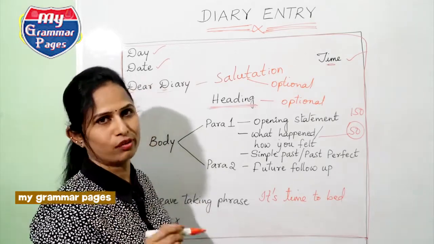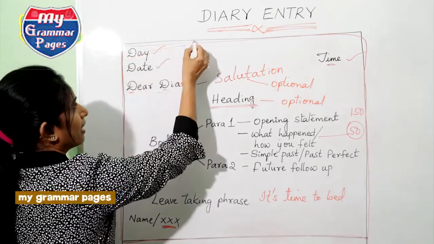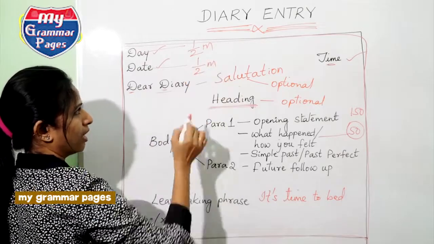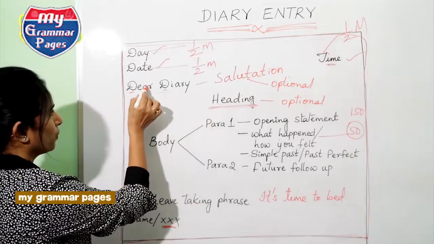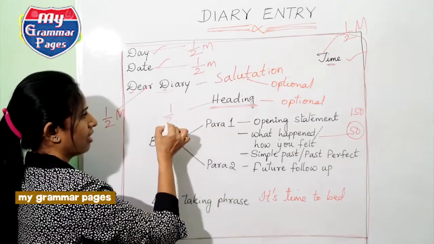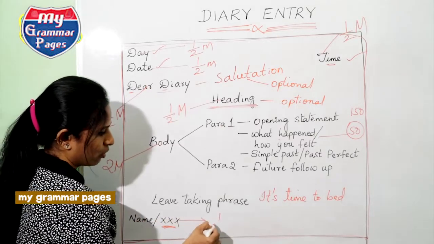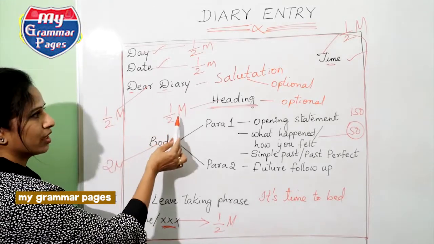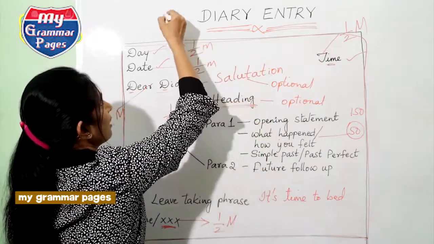How many marks you get for each content or each topic? Here, day. If you write the day, you will get half mark. And for date, half mark. And here comes the time. It is another half mark. And if you write the salutation, here you will get half mark. And for the heading, half mark. For the body, 2 marks. And for the name, you are going to get another half mark. So half, 2.5, 3, 3.5, 4, 4.5, and 5 marks in total.